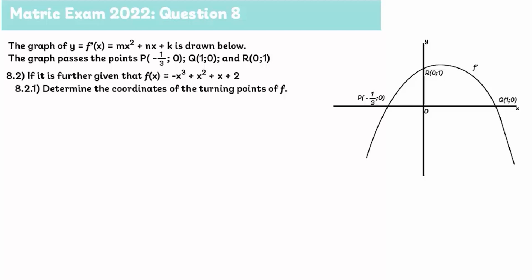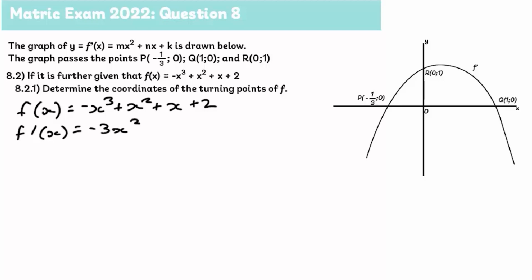Now, there are certain things that if I wake you up in the middle of your sleep, you should know immediately. One of those is that if we want to find the turning point of a function f(x), which equals minus x to the power 3 plus x squared plus x plus 2, you must tell me: go to the first derivative and then solve for x. So the first derivative will look like this: minus 3x squared plus 2x plus 1. That's the first derivative. Now we have to figure out what x is.